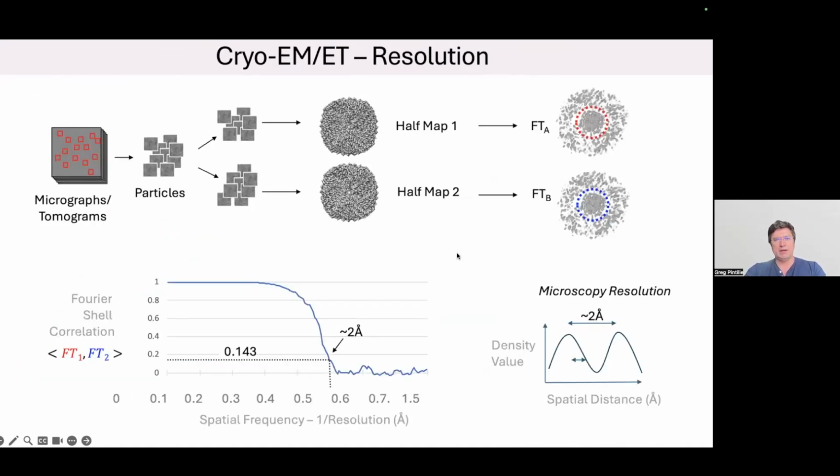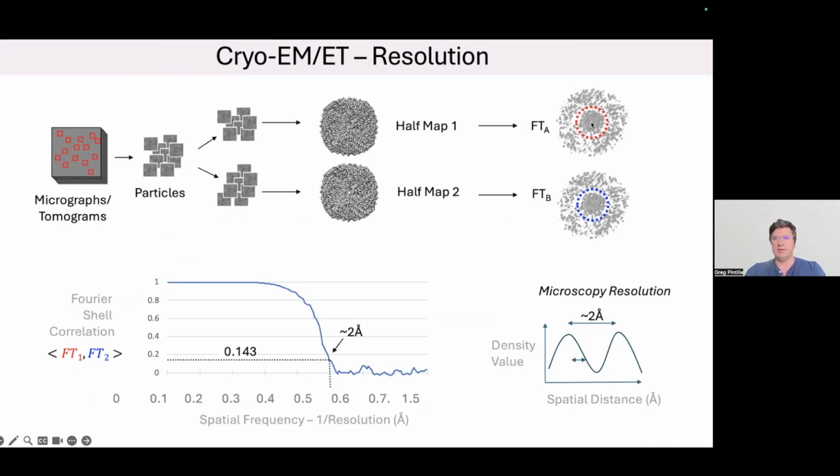Then I want to quickly talk about resolution because this is something that's related to map quality and the Q-score as well. The way that we measure resolution in sub-tomogram averaging, and more traditionally in single particle reconstruction, is that we have these particle images split up into two half sets. They generate two different half maps.